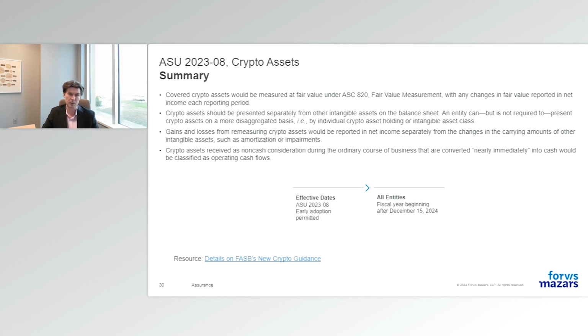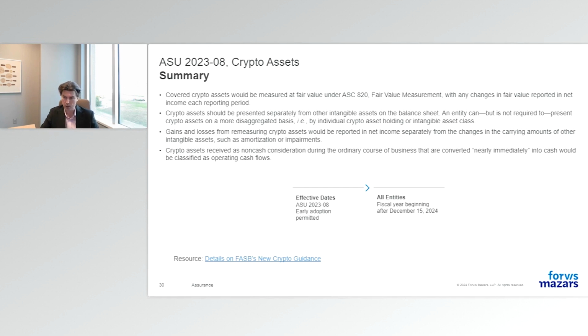I'd say while the amendments in this update don't otherwise change the presentation requirements for the statement of cash flows, the amendments require specific presentation of cash receipts that come from crypto assets that are received as non-cash consideration. Let me say it again, it requires them to be presented as non-cash consideration in the ordinary course of business and that are converted nearly immediately into cash.